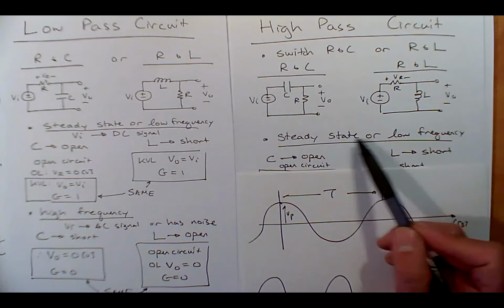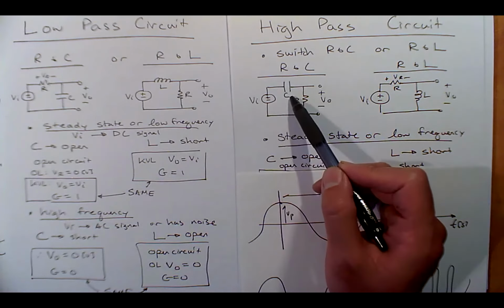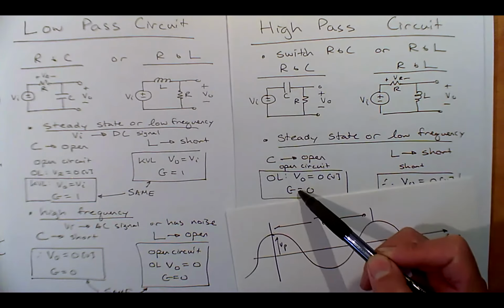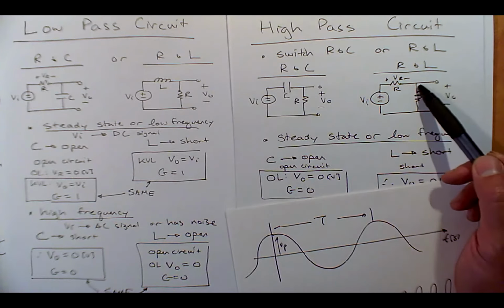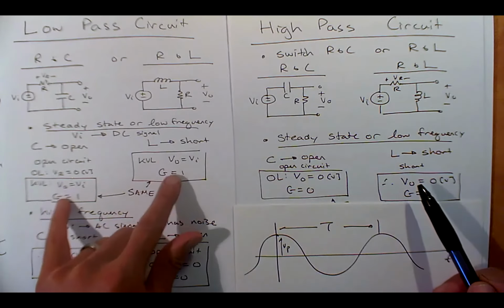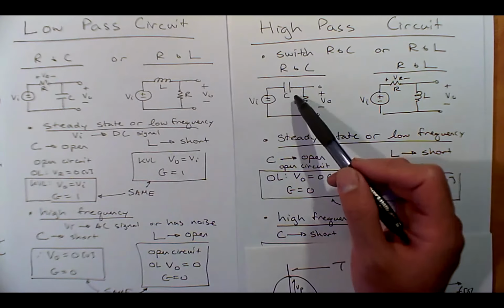And we can see at low frequency now, if this is an open circuit, then what? This has no current and this voltage goes to 0. If this is a short circuit, voltage across a short circuit is 0. G is 0. Notice the opposite here. G equals 1 over here, G equals 0 over here. Good. Now, what about over here at the high frequency?